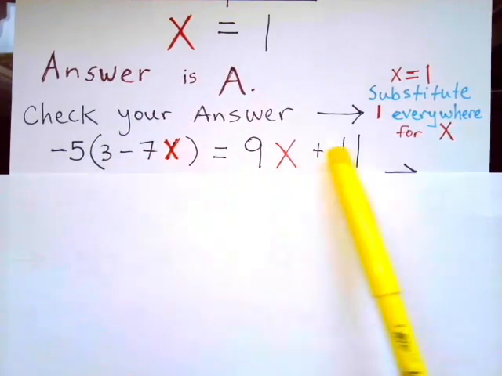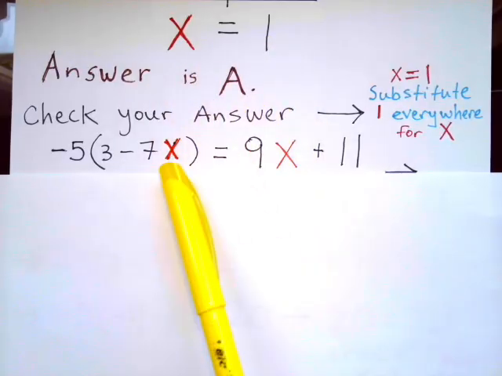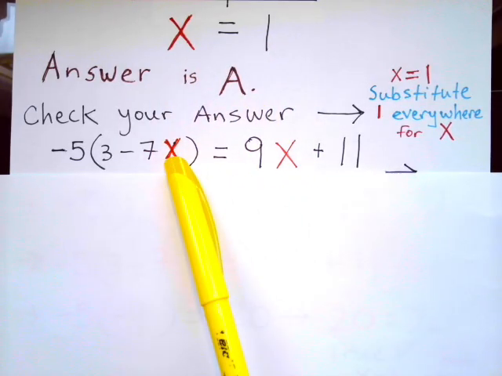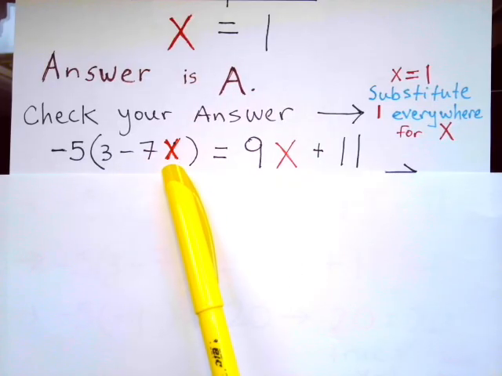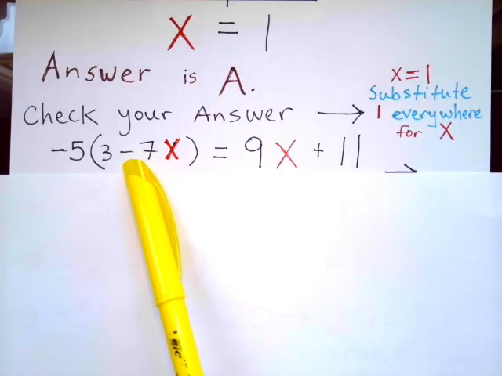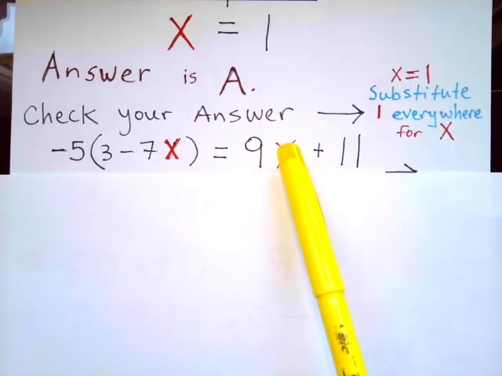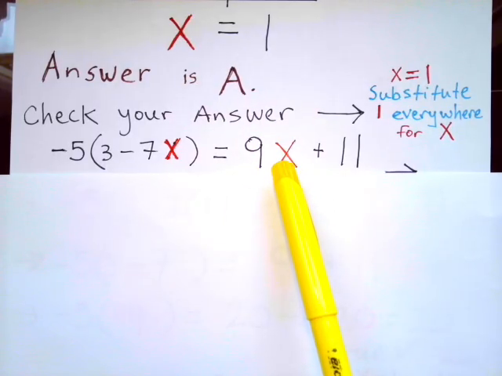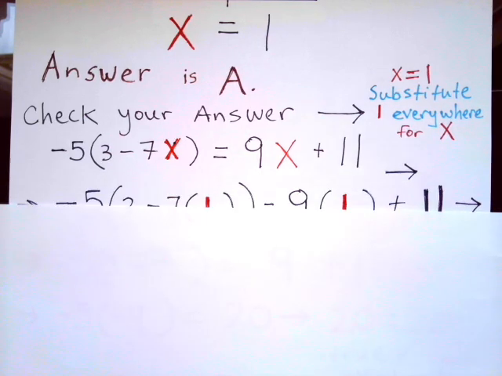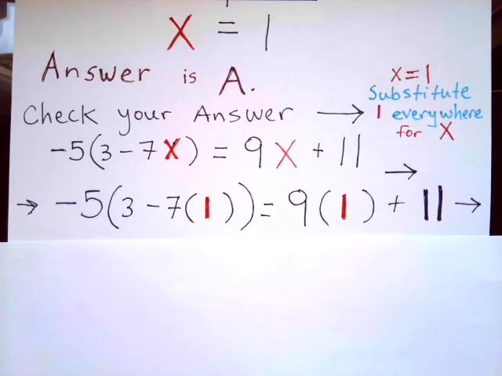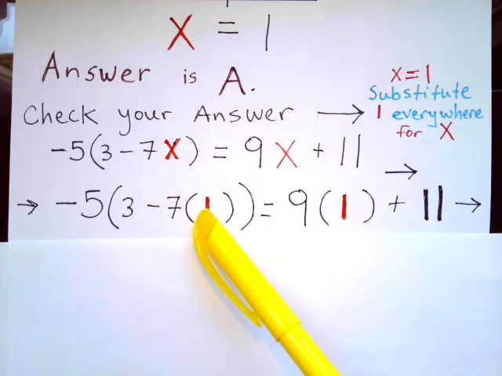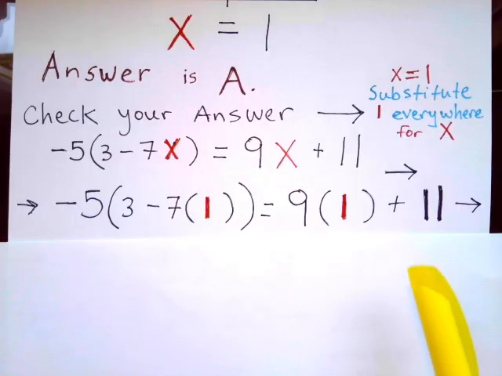So here we have the original problem. And if x equals 1, then everywhere I see x, I can substitute a 1. And remember, this means negative 7 times x. Well, if x equals 1, it would be negative 7 times 1. 9 times x, well, if x equals 1, I can just substitute a 1. It would be 9 times 1. I hope that kind of clarifies things for everybody. Let's go ahead and show you what that looks like, right? So all I did, again, if x equals 1, I can substitute 1 for x. And a negative 7 times 1 and a negative 9 times 1. That's what this means with the parentheses, okay?